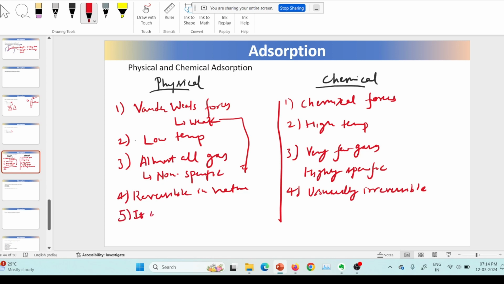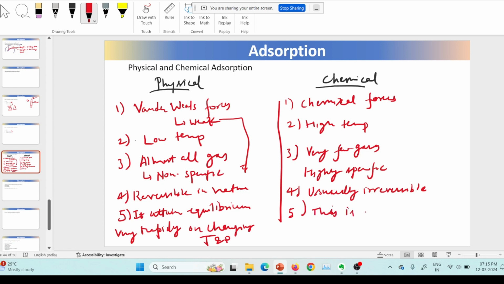Physical adsorption attains equilibrium. Equilibrium means adsorption and desorption, which we studied in the last slide. It attains equilibrium very rapidly on changing temperature and pressure, but chemical adsorption is relatively slower. One more difference is that physical adsorption forms multilayers.